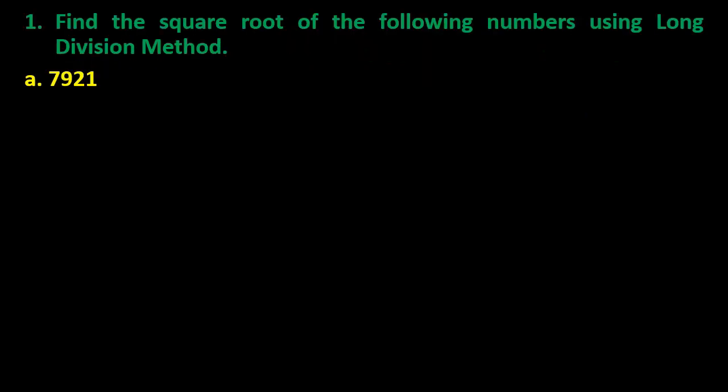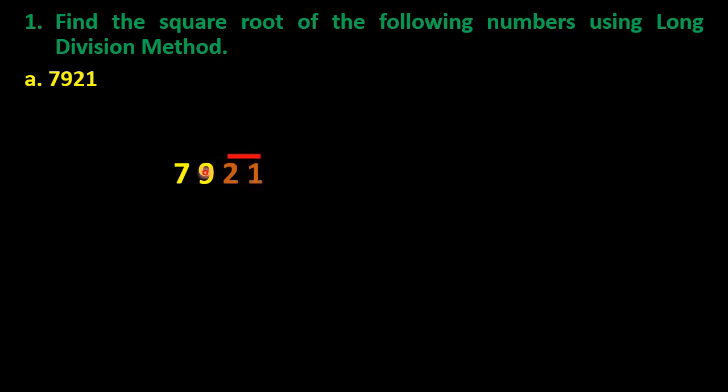Now let me find the square root of 7921 using the long division method. So in the middle of the page, we have to write the number 7921. And the first thing that we have to do here is prepare the number by placing a bar above each two digits starting from the right side. So this is the right side. Two digits towards the left are 2 and 1, so above them we place a bar.